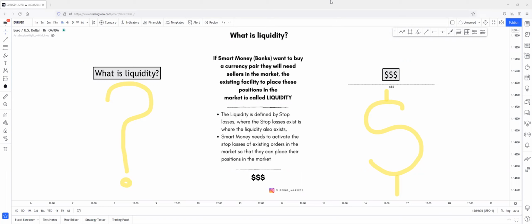In this unit, we will talk about what liquidity is and how we can actually use it. Okay, let's see the definition first.